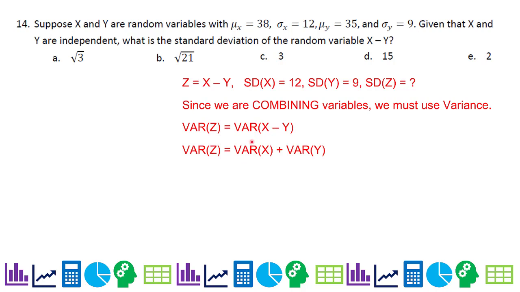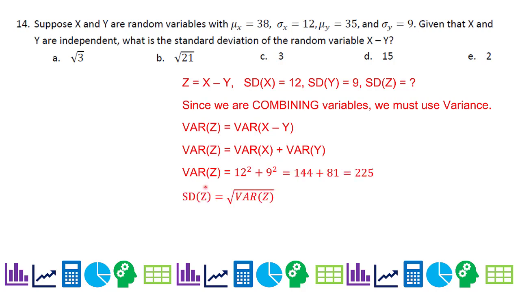Variance is never negative. That's part of the reason you don't see a minus sign there. Variance is a measure of spread. So you can never have negative spread. Okay, variance is also the square of standard deviation. So this is going to be 12 squared, and that's going to be 9 squared. All right, and then when I square them and add them up, we get 225.